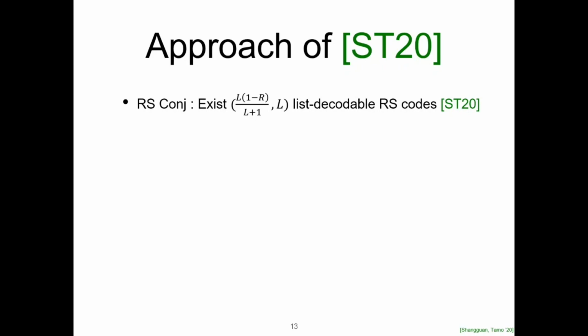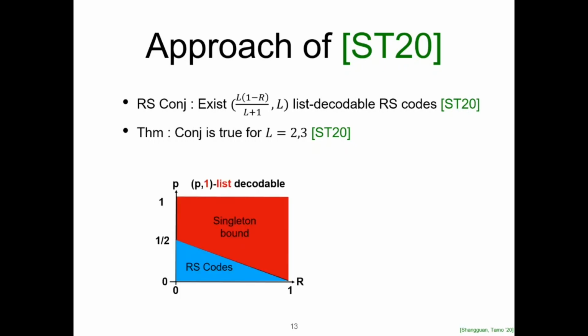And they also conjecture that this generalized Singleton bound is achieved by Reed-Solomon codes. And they further prove that this conjecture is true for L equals 2 and 3. And it's also true when L equals 1, because in this case, we just recover this classical Singleton bound, and we already know that Reed-Solomon codes achieve the Singleton bound.